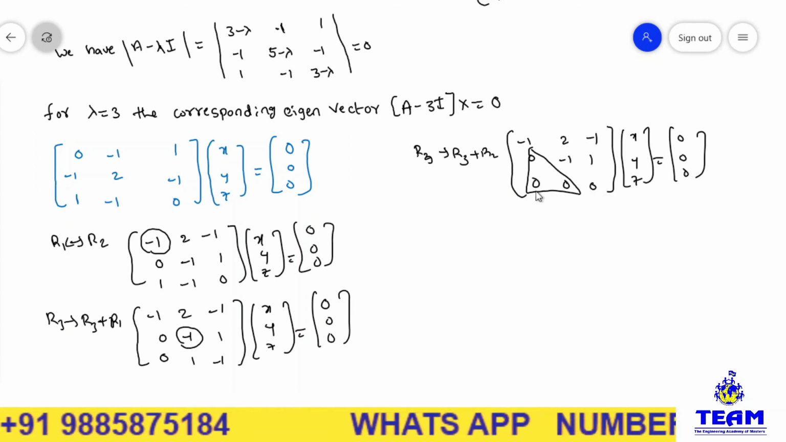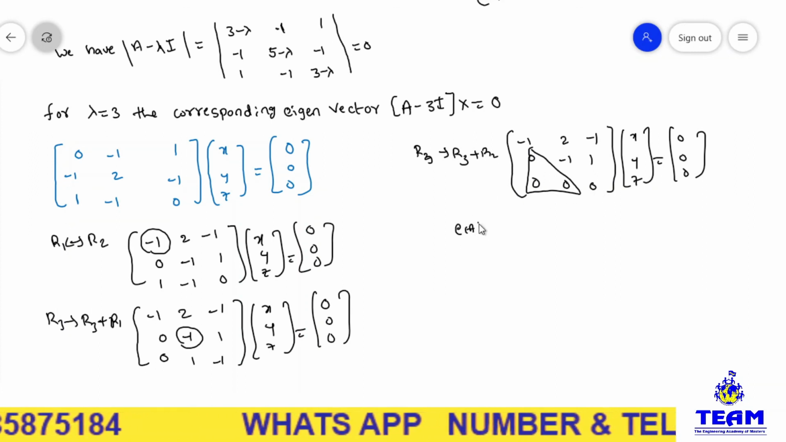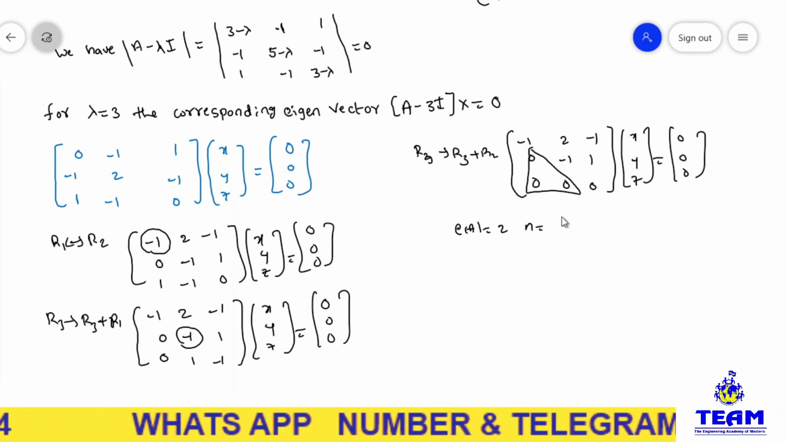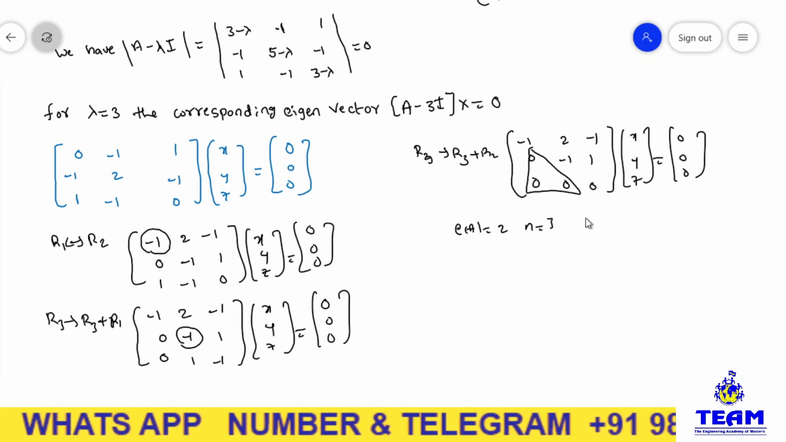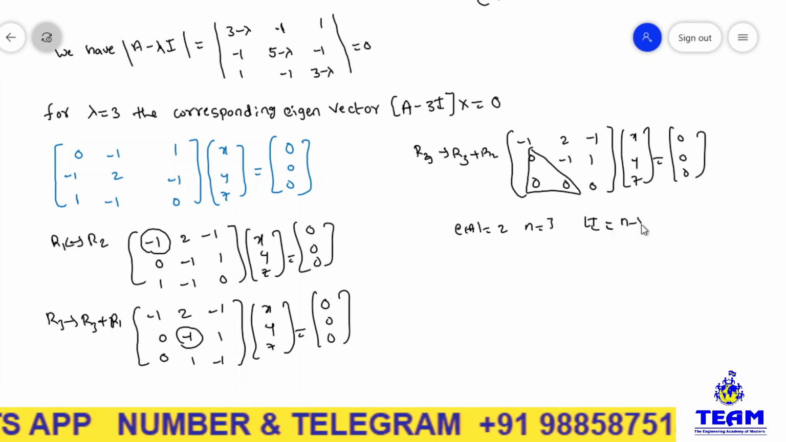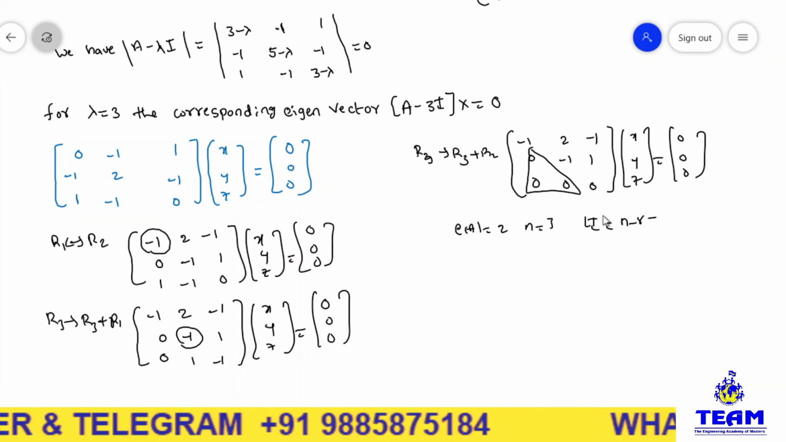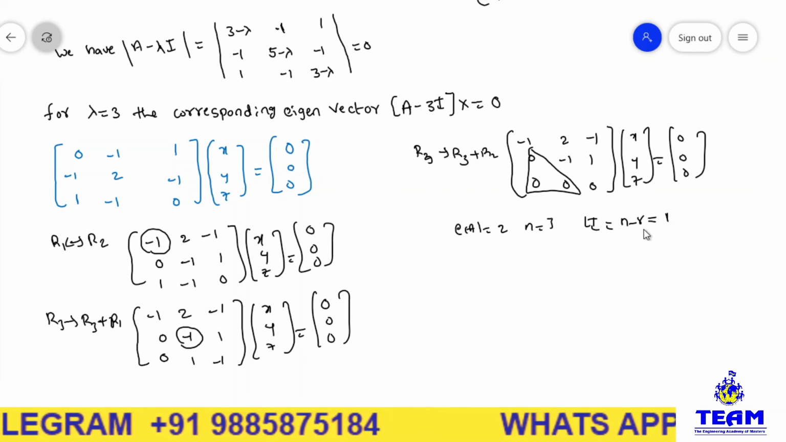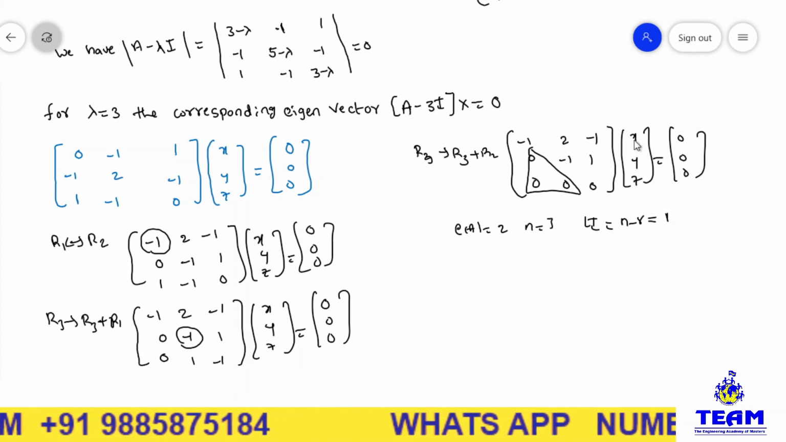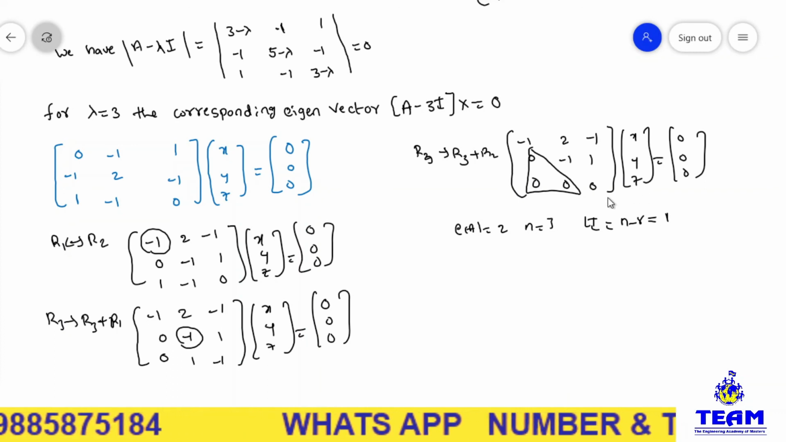Now you observe this is an upper triangular matrix, and friends, the third row is a zero row. So you can say the rank of this matrix is 2, and the number of unknowns here is 3. So we will get linearly independent solutions n minus r. What about n here? 3. What about r here? 2. So 3 minus 2 means 1. So we will have one independent solution, meaning any one of x, y, z we have to consider as independent.